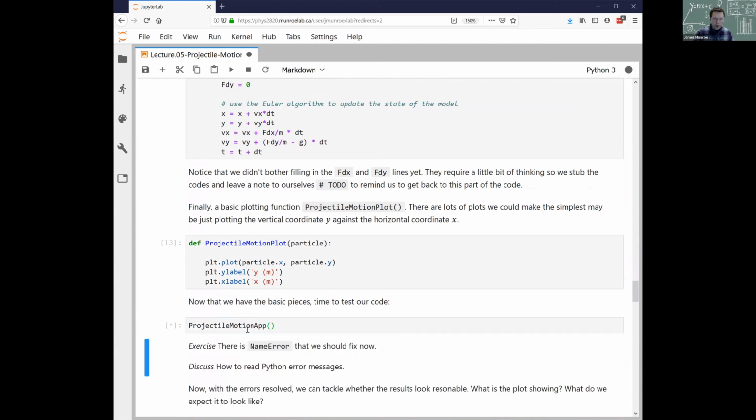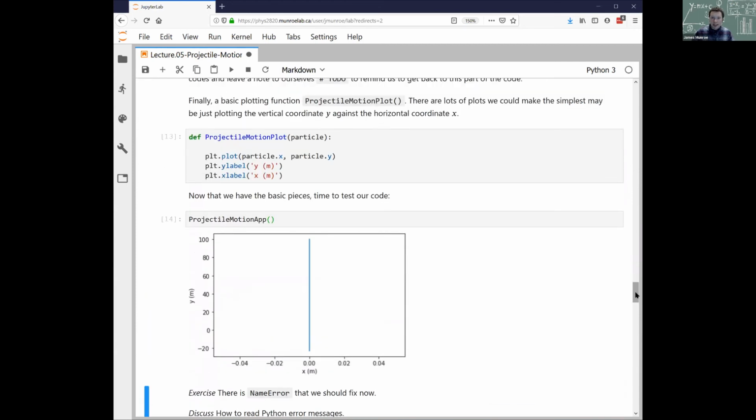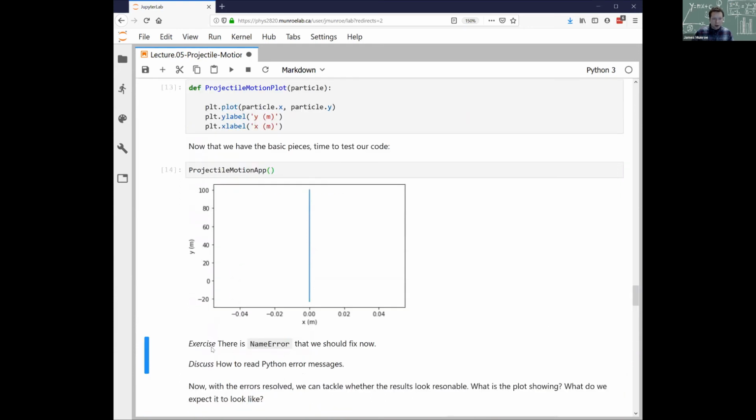And now we rerun the program and we'll see if we're done. Okay, so now we don't have any syntax errors. This is getting better. Name error, fixed now. So we fixed that. How to read Python error messages, we did that. And now we want to see whether or not the program is working correctly.